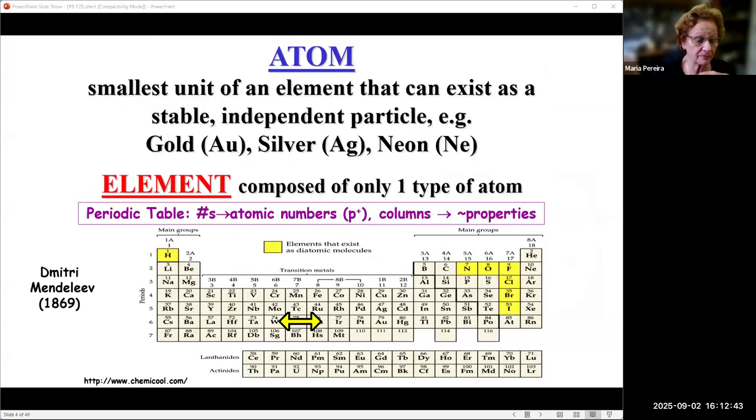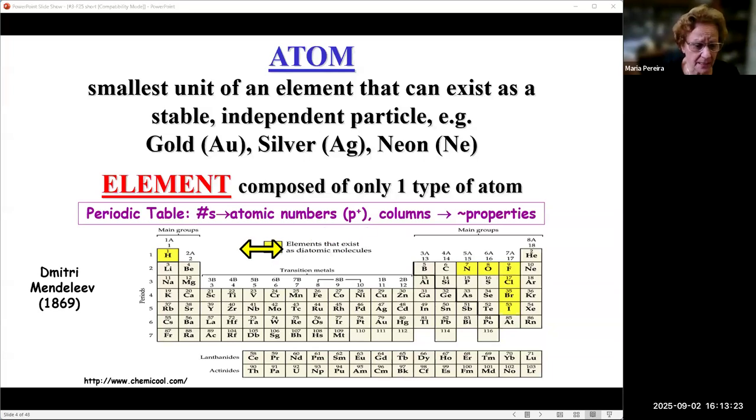Okay, so a very intelligent scientist known as Mendeleev was able to arrange elements in what we call the periodic table. So what is an element and what is an atom? An atom is the smallest unit of an element. So an element is composed only of one type of atom. So it seems that atom and element could be interchangeable, but they're not.